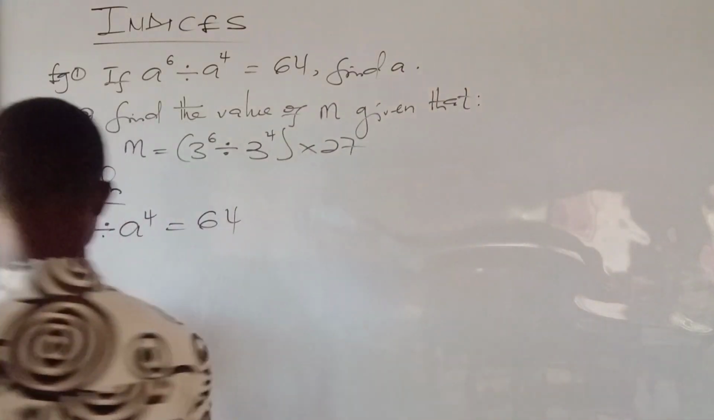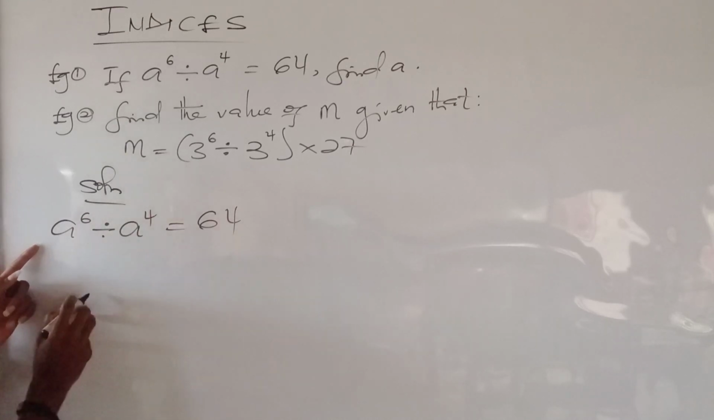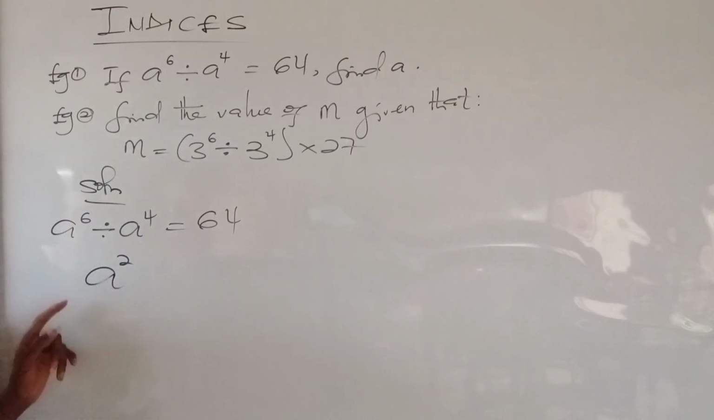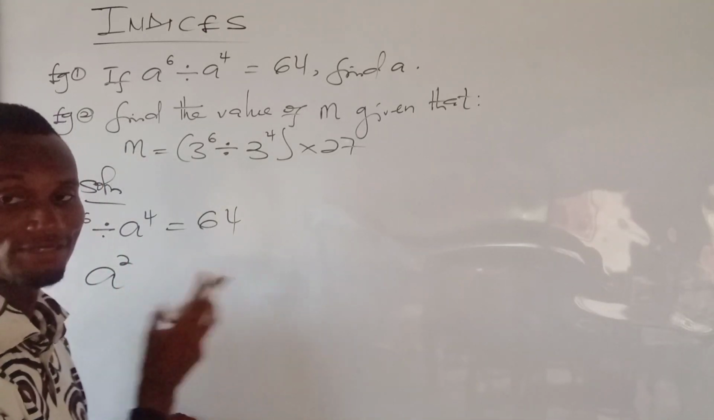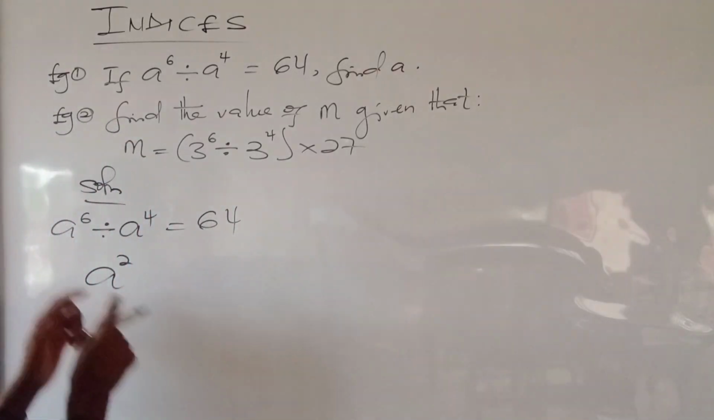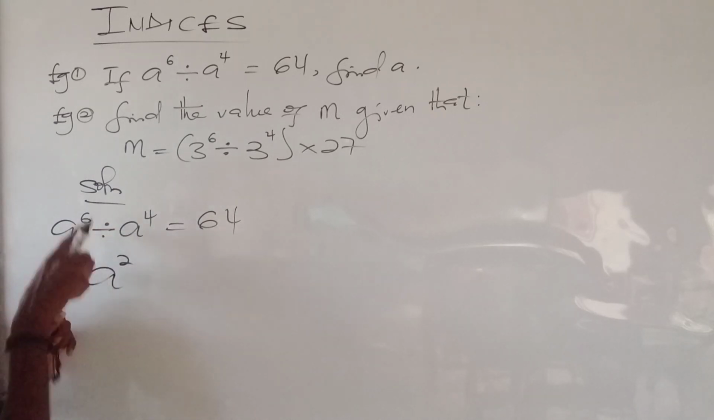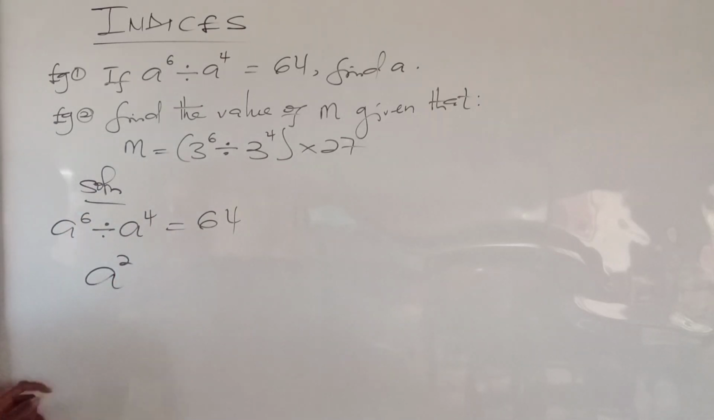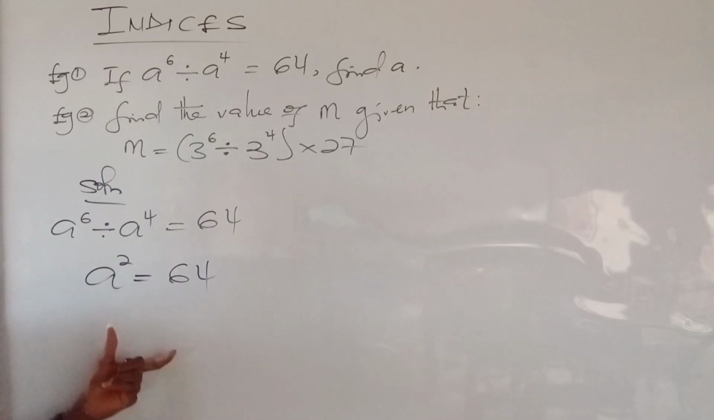So let's go ahead. Now a to the power 6 divided by a to the power 4 is going to give me a to the power 2. I hope you agree with me, because the indices law says that if the bases are the same and they are dividing, we subtract the powers. So power 6 minus power 4, it will be 2. That's why I have a to the power 2. So a to the power 2 equals 64. You equate it to your 64.